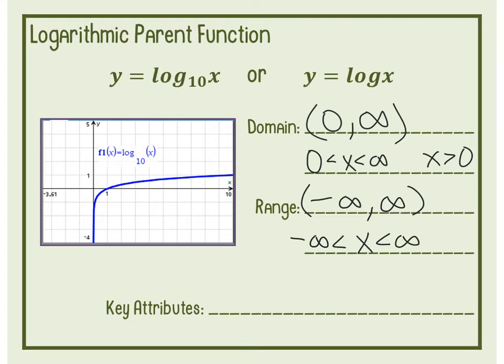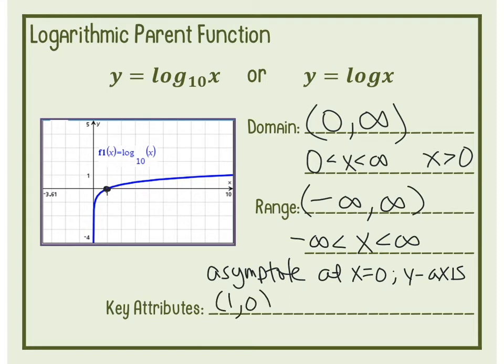What are my key attributes? What are some key things I need to talk about? So there is an asymptote at the y-axis. There's an asymptote at x equals 0. So x equals 0, that is the y-axis. The other big thing here is that (1, 0) is my x-intercept.